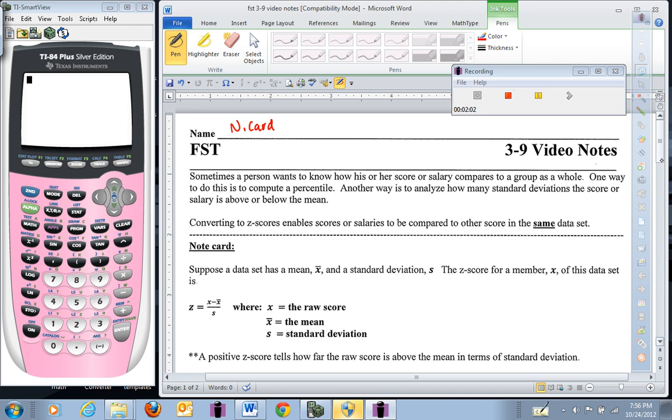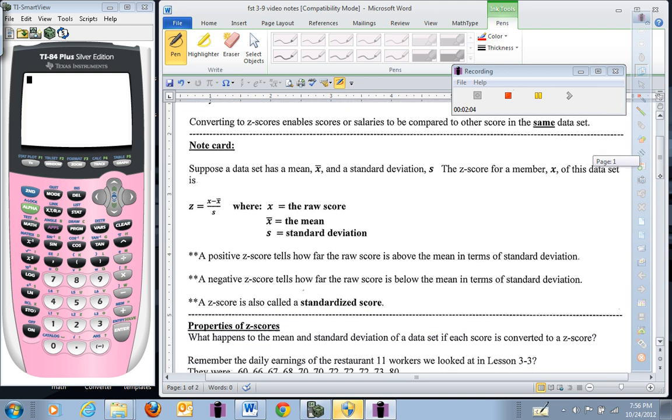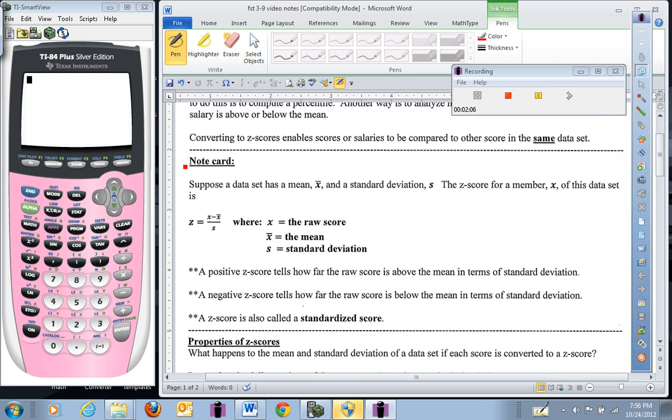Okay, so we're going to make a note card, and on the note card it's going to have this information right here. So we're going to start by outlining this. You can call this Lesson 3.9, which is going to be on z-scores. Okay, Lesson 3.9, which is on z-scores.